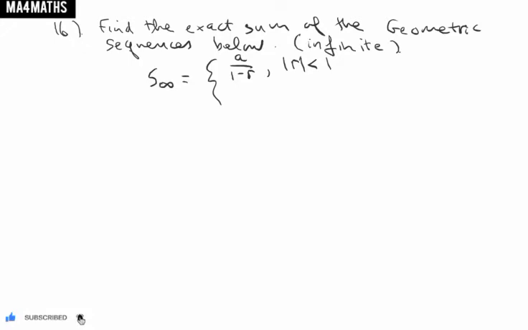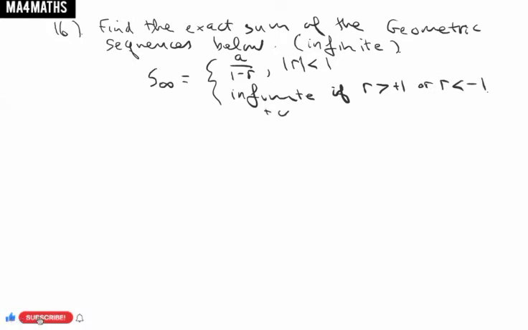So r can be greater than 1, or r can be less than -1. So the sum is infinite if r is greater than 1 or r is less than -1. So it can either be plus or minus infinity, depending on the situation. If we're summing a bunch of negative terms, it will go to minus infinity. And if we're summing a bunch of positive terms, it'll go to plus infinity.